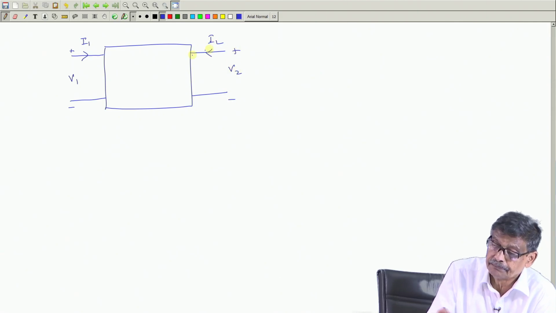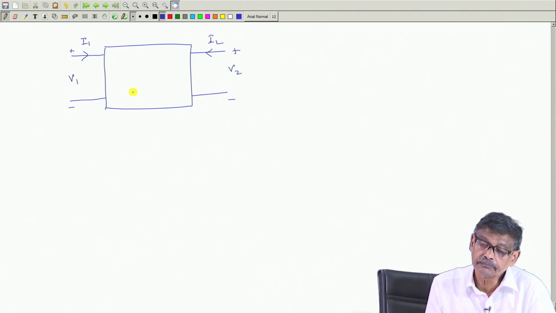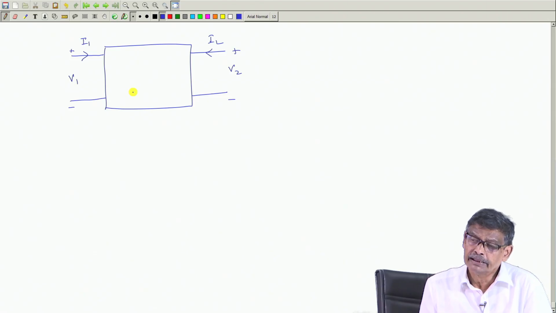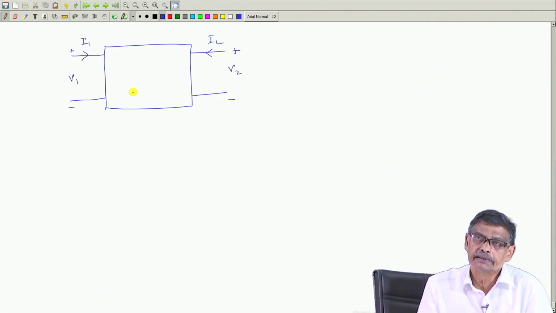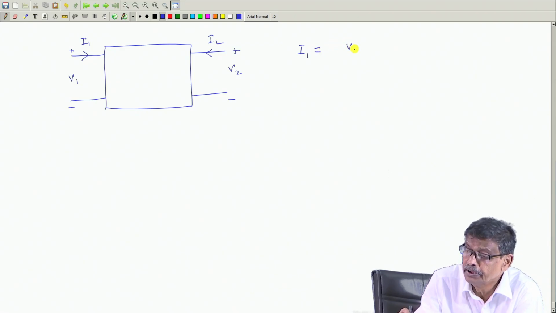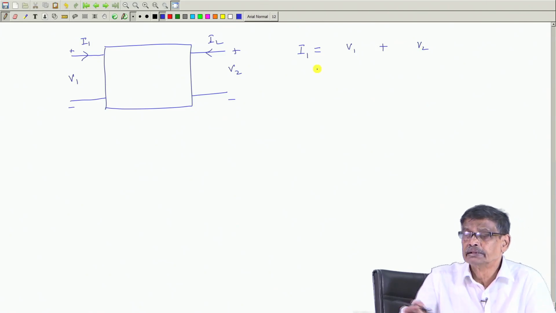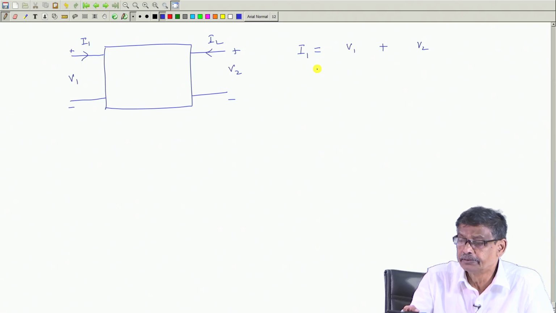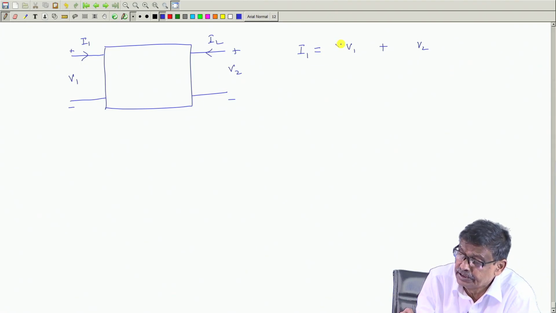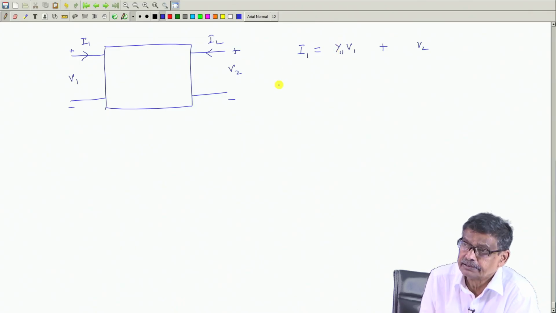This is the convention I am using with the same two port network. Is it possible to express current in terms of voltages? For example, I would like to express I 1 as some constant times V 1 plus another constant times V 2. That is, the input current is linearly related to the input and output voltages. And obviously, if you do that, the dimension of this should be admittance.